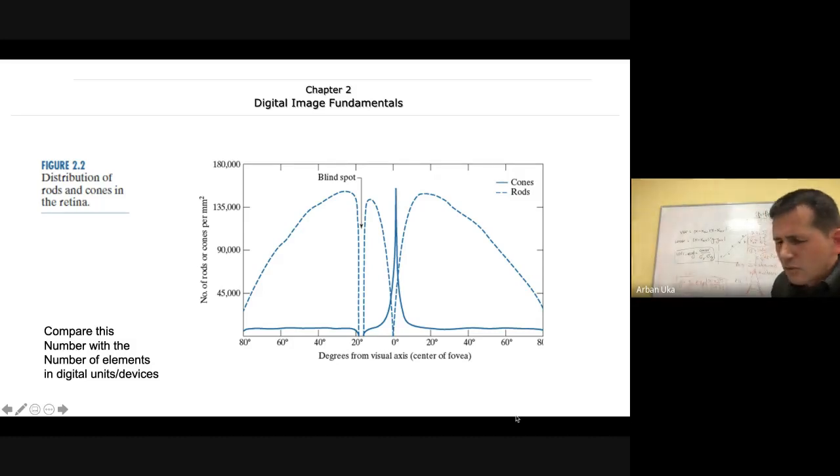10 to the power 6 cones is in fact something like an image which could be 1000 by 1000. So 1000 by 1000 pixels is 10 to the power 6 pixels that we can see in a traditional image. So this is what the cones can do. Now the cones are simple, similar to pixels connected to amplifier circuit components.